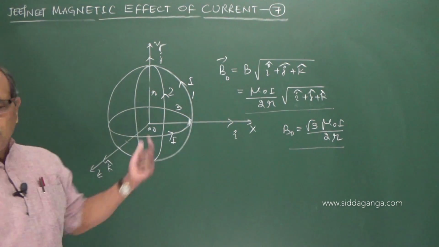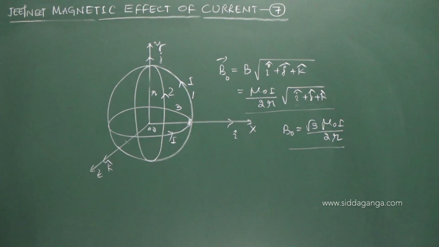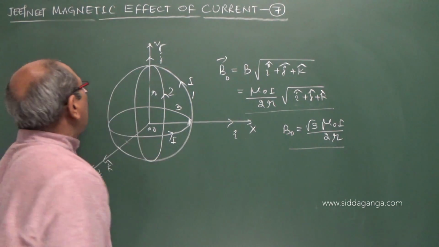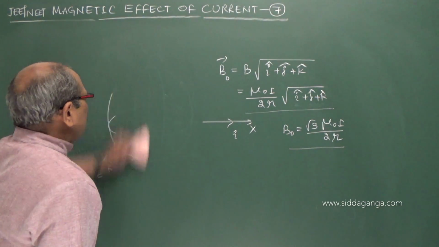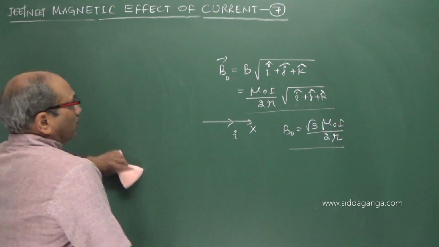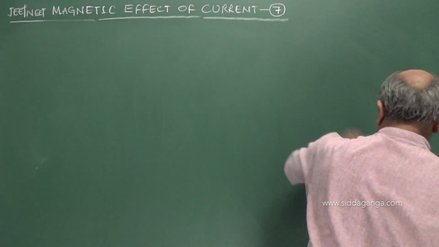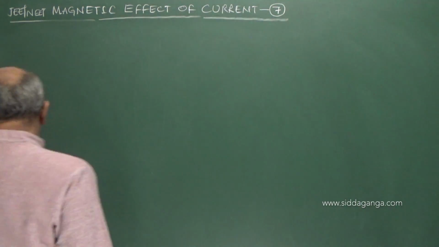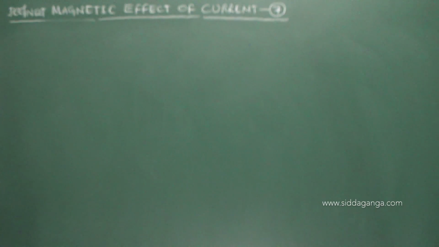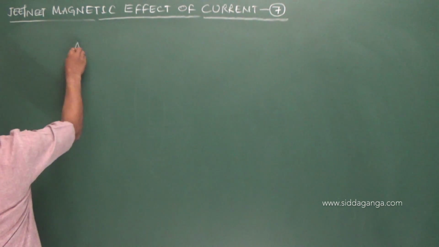So those are some examples we have taken about the Biot and Savart law and its applications. Now we can move towards one of the important relations or concepts we have to learn, Ampere's circuital law.